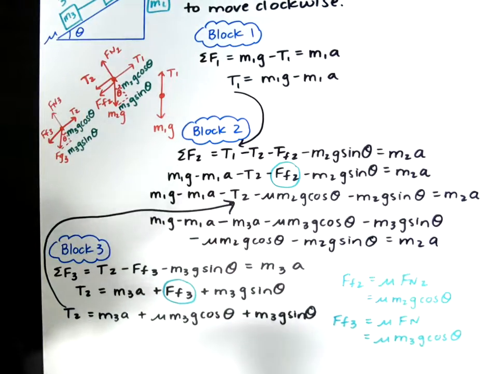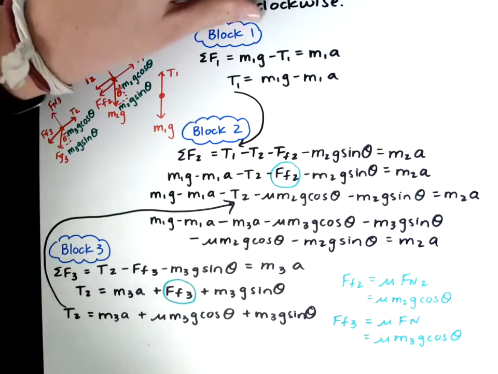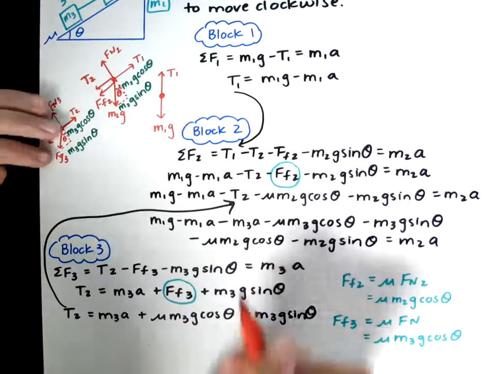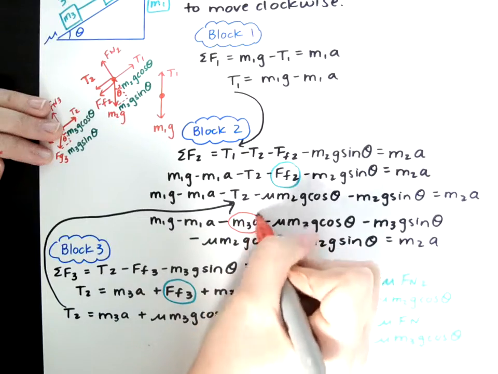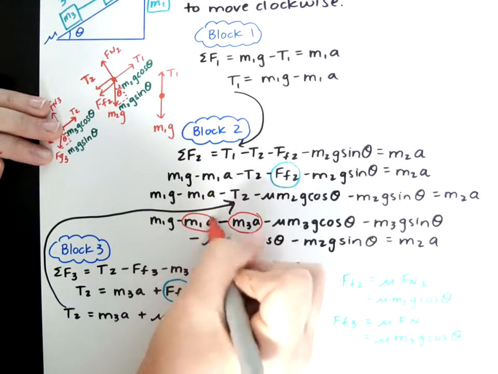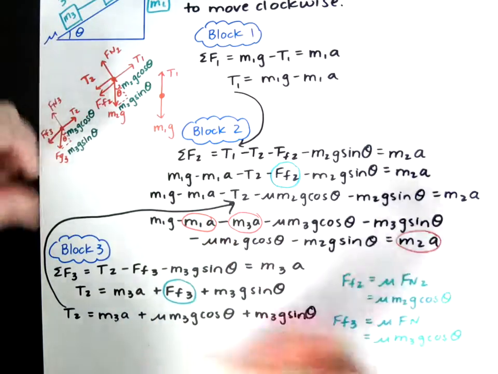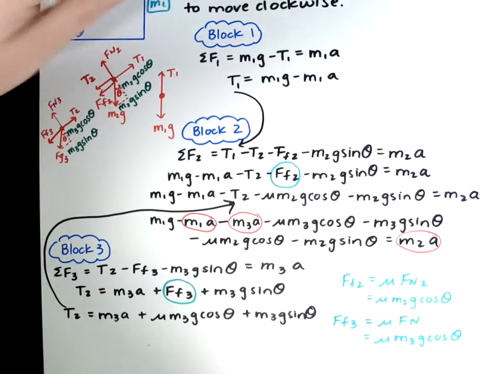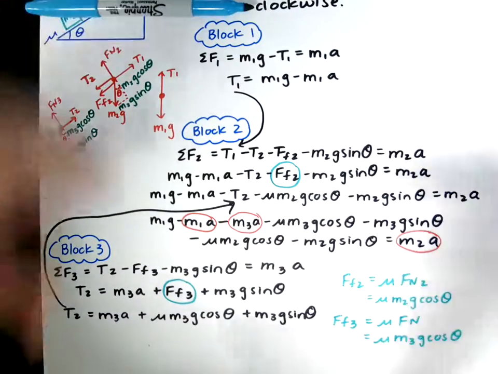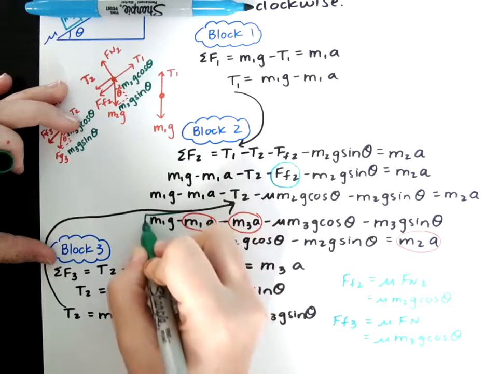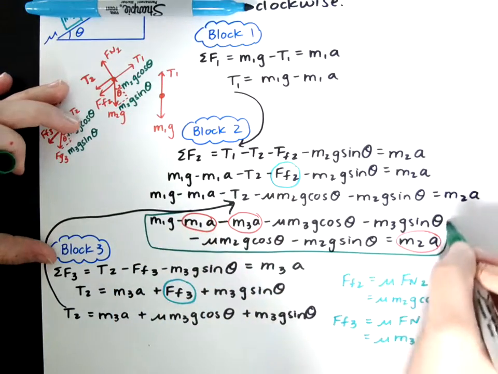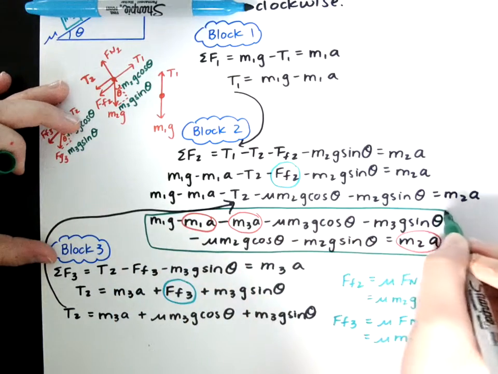So the next thing you'll notice, like the problem with the modified Atwood machine, is that there are 3 factors that have A. We have an M3A, we have an M1A, and we have an M2A. So we want to get all those A's on one side of the equation. So if you didn't notice, this was my equation. And now we just need to solve for A.